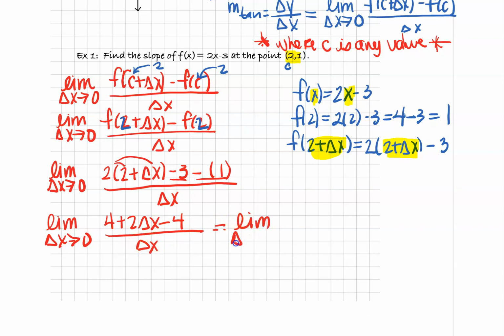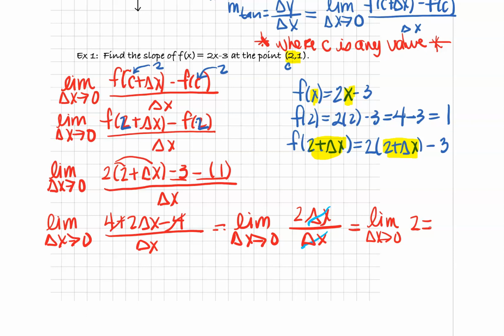So I get the limit as delta x approaches 0. Let's see, our 4's are going to cancel. So I get 2 delta x. Now don't do any bad math in your canceling. Now with this one, you can see that I have delta x over delta x. And so I can cancel those as well. And so then that gives me the limit as delta x approaches 0 of 2.